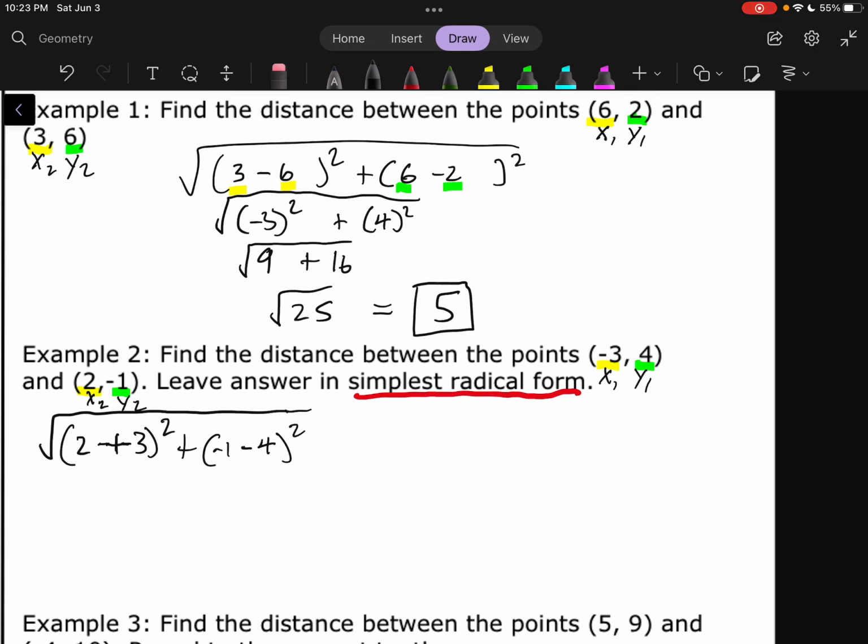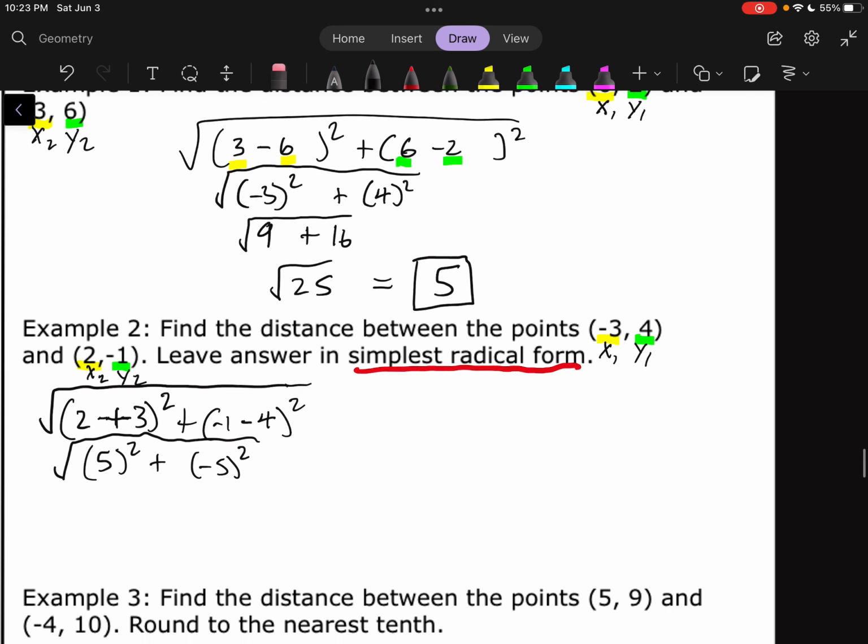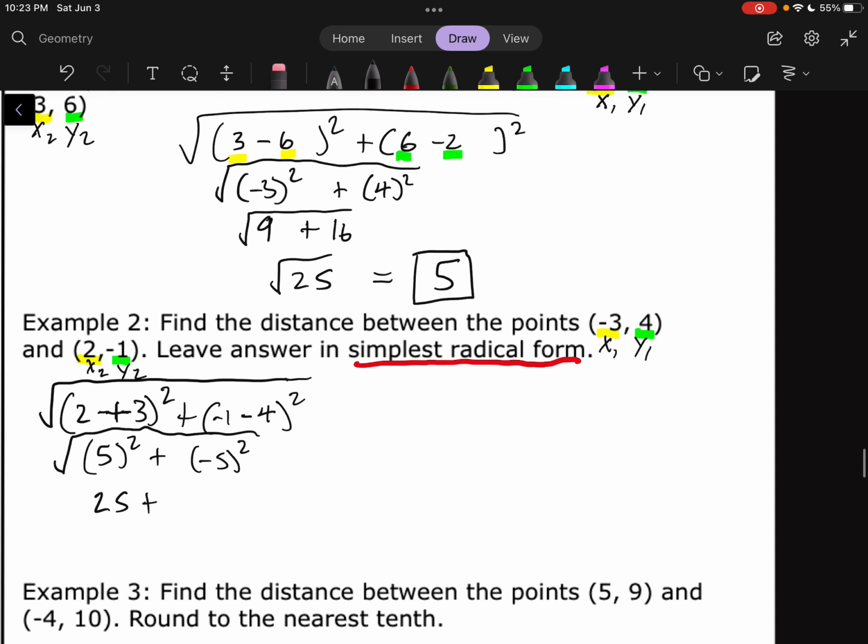Okay, so since it's simplest radical form, we are going to need to solve this by hand. 2 plus 3 is 5 squared. Negative 1 minus 4 is negative 5 squared, still underneath our big square root sign. 5 squared is 25. Negative 5 squared, negative 5 times negative 5 is also positive 25. So that's going to be the square root of 50. Now, 50 is not a perfect square, so we don't have a nice answer for that. So that's where the simplest radical form part comes in. So let's simplify this thing.